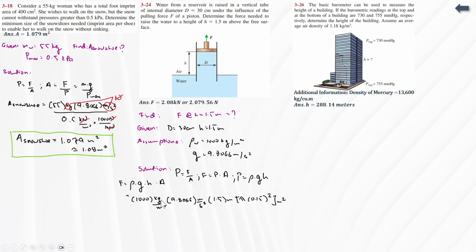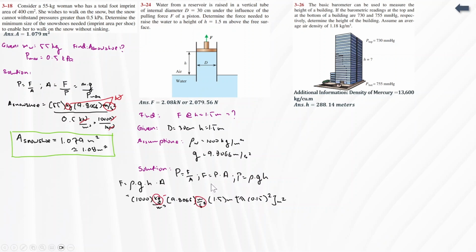So that will be 1,000 kg per meter cube times 9.8066 meters per second squared times a height of 1.5 meters, and then the area is pi r squared. So that will be pi times 30 divided by 2, squared. So that's 0.50.